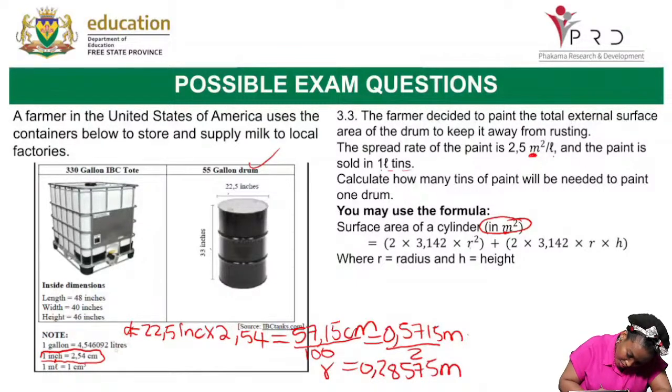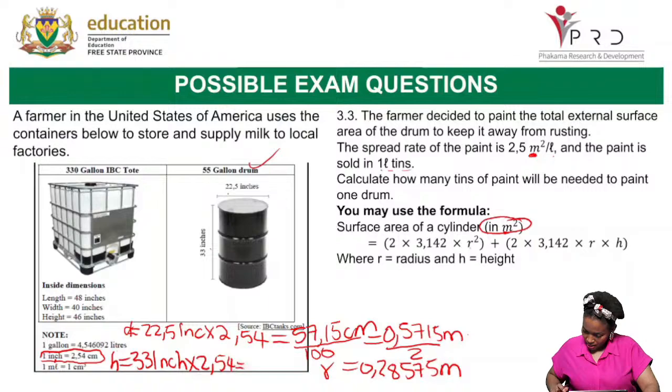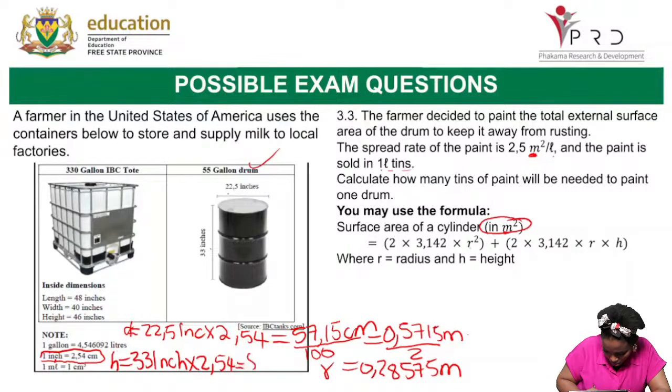Now we want the height. The height is 33 inches. We are going to multiply by the conversion factor of 2.54 to give us. So let me press it. 33 inches multiplied by 2.54. The answer is 83.82.